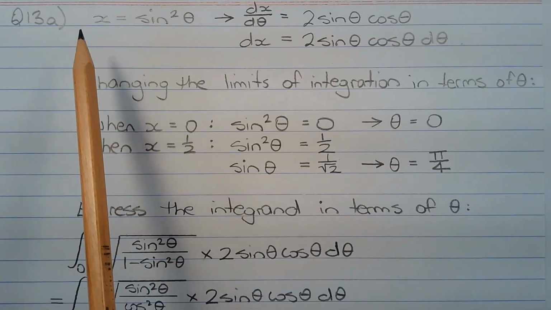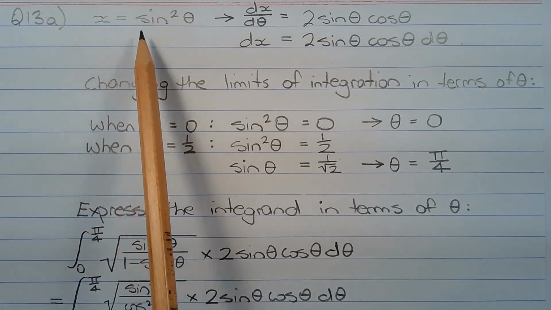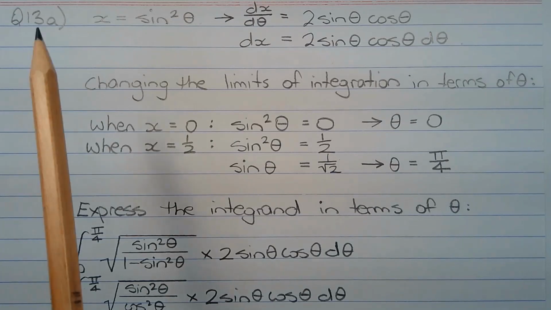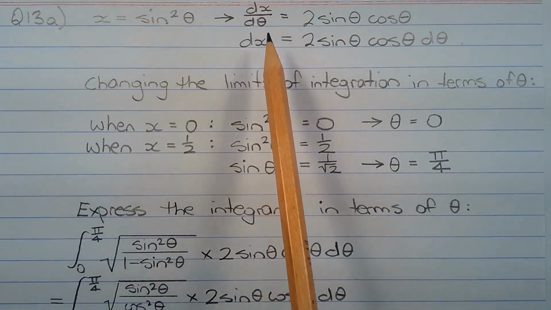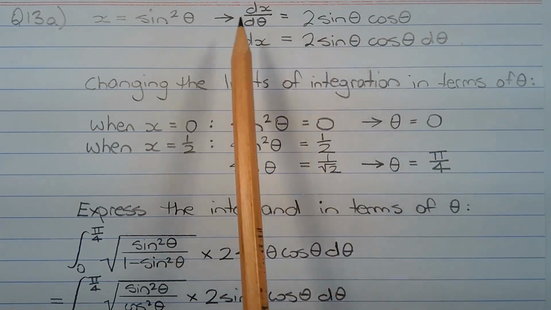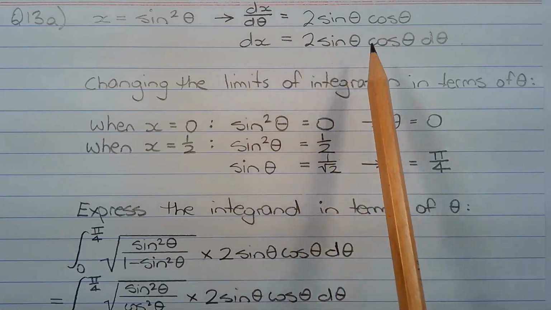The substitution x equals sine squared theta is a composite function. That is, x equals (sine theta) all squared. So the chain rule will need to be applied to differentiate x with respect to theta. So dx/d theta is equal to 2 sine theta cos theta. Multiplying both sides of the equation by the differential d theta, we have dx is equal to 2 sine theta cos theta d theta.